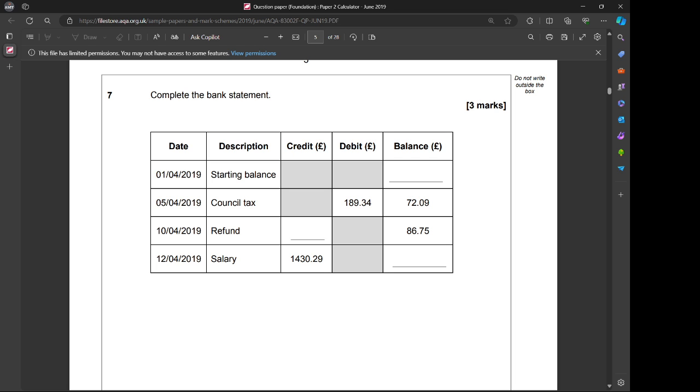Okay, so 86.75 subtract £72.09. Yep. And then I'm going to add that to £1,430.29. So our closing balance, we can say, is £1,444.95. And that, guys, is going to be my answer for that question.